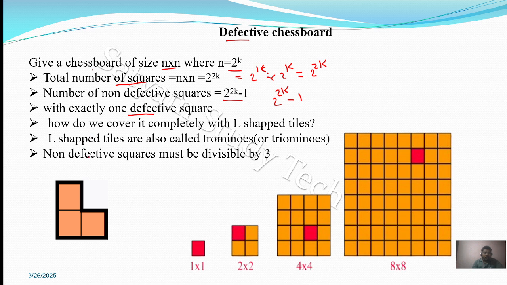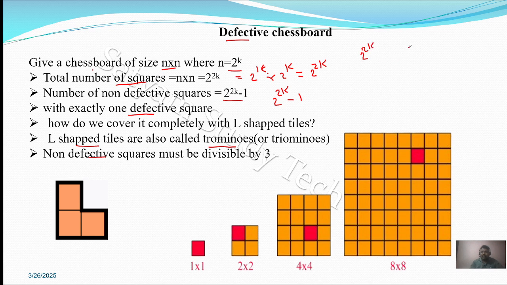Here the number of non-defective squares must be divisible by 3. And how can we cover those non-defective square cells? By using L-shape tiles, also called trominos. So now we can see the problem. For example, the total is 2 power 2k.